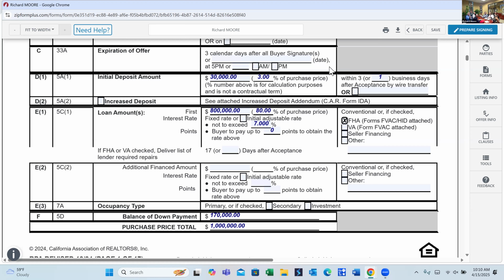Now, we don't see a lot of FHA or VA loans in Orange County. Riverside County, it's very predominant. But it's just something to keep in mind when you have issues like that, or an issue that could arise, for example. And then with FHA or VA financing, there could be other requirements.